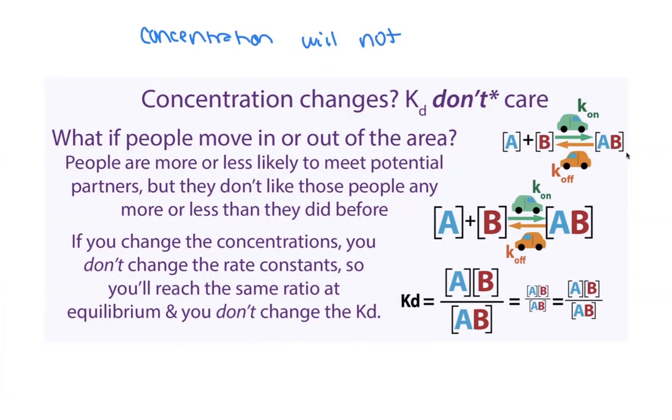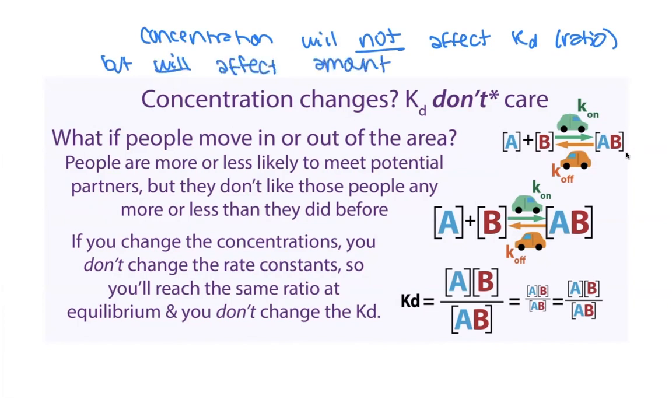So the concentration will not affect KD, because remember, that's going to be this ratio of your A times your B over your AB, but will affect amount bound. Because that's going to actually depend on the concentrations, how likely you are to be able to find one of them. And so if there's none of them around, you're not very likely to find them. You're not going to find these molecules bound to one another.